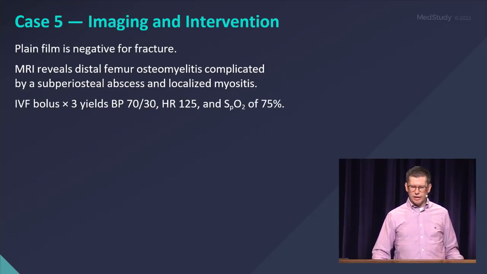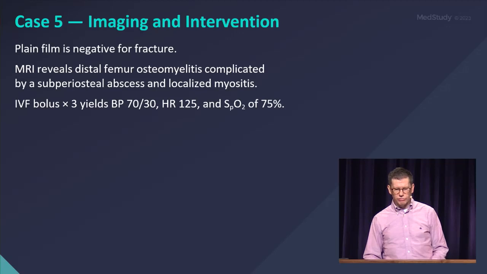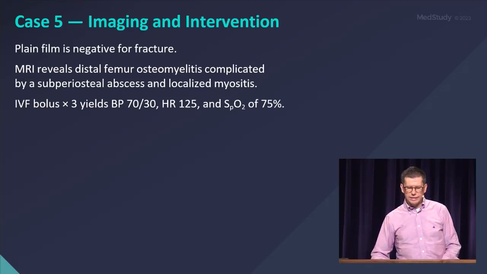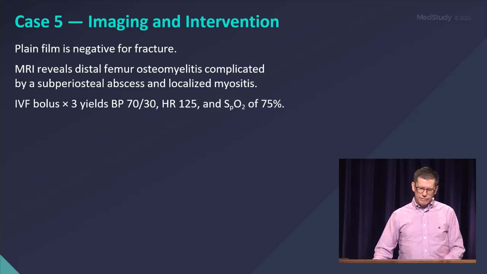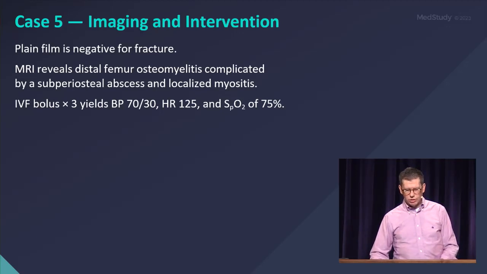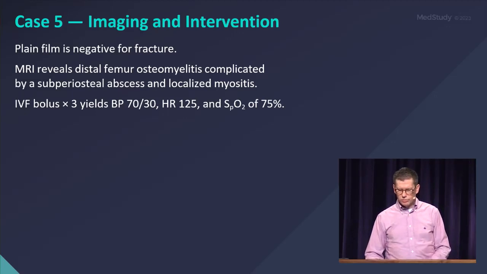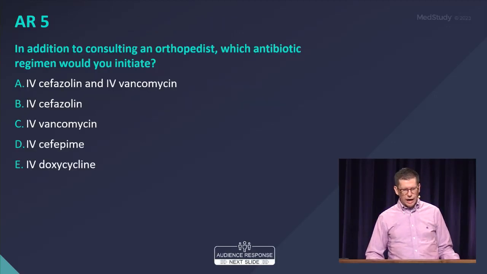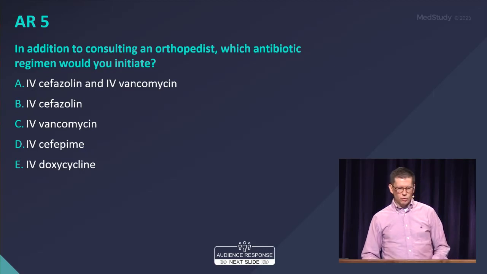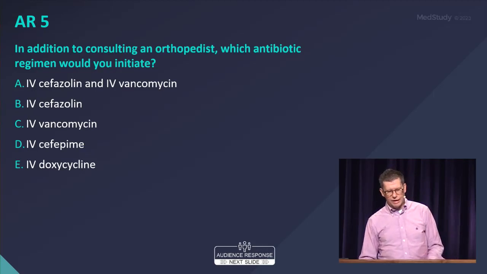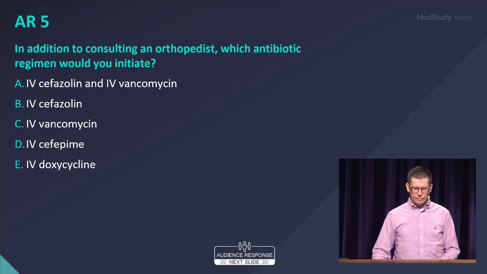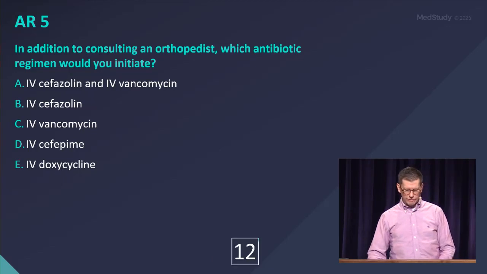Plain film is negative for fracture. His MRI shows a distal femur osteo complicated by a subperiosteal abscess and localized myositis. He gets 3 IV fluid boluses, and after that, he has a blood pressure of 70/30, heart rate of 125, and SpO2 of 75%. In addition to consulting an orthopedist, which antibiotic regimen would you initiate? A, IV cefazolin and IV vanc, or B, IV cefazolin by itself, C, IV vanc by itself, D, IV cefepime, or E, IV doxycycline?